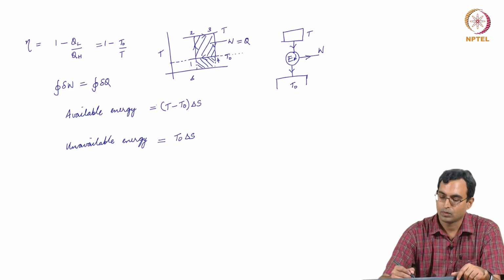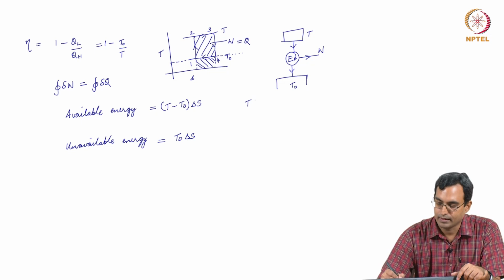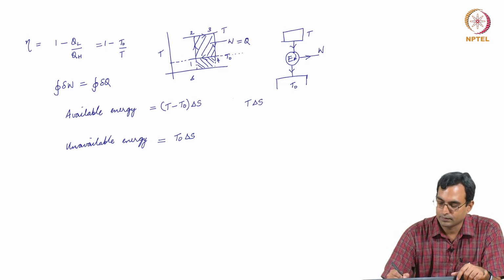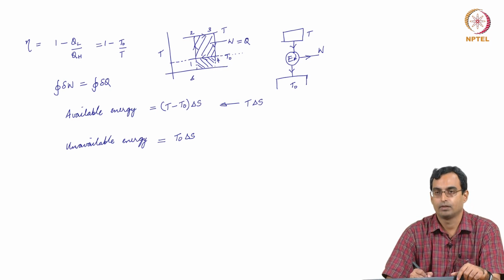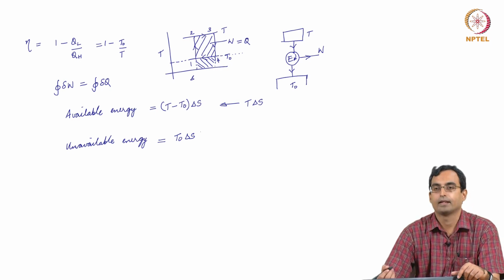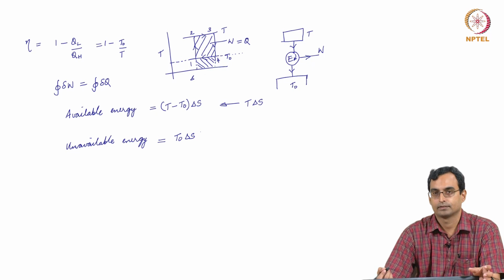So, I had some source which had some amount of energy as say T into delta S. Out of this, T minus T naught into delta S is available to me, T naught into delta S is not available to me.